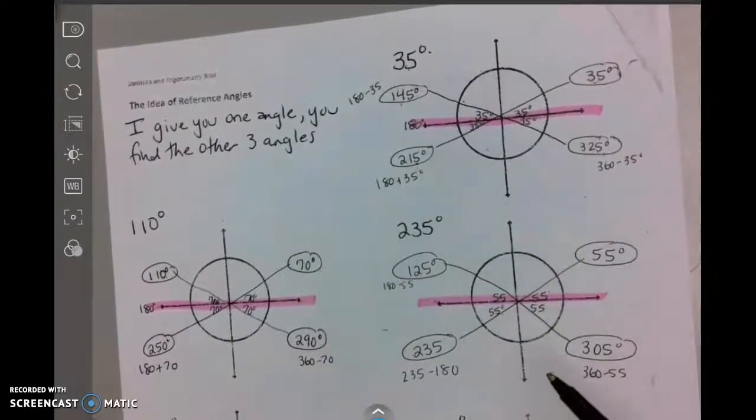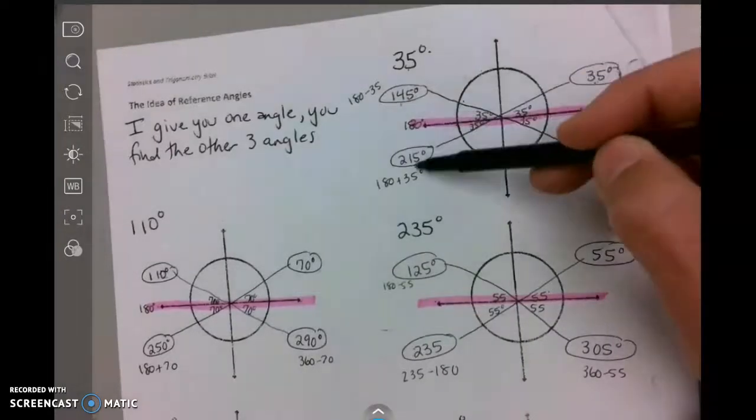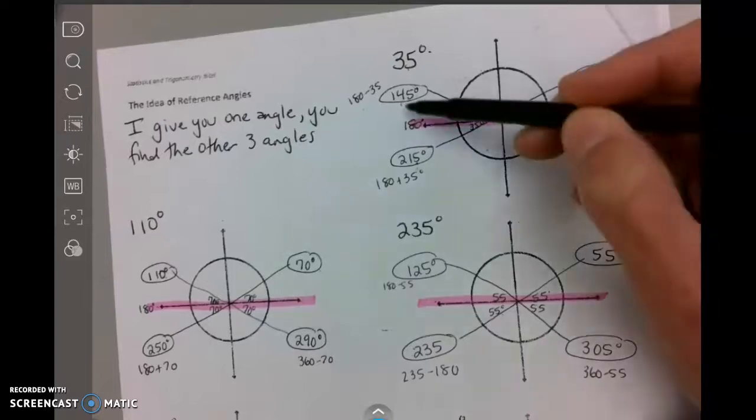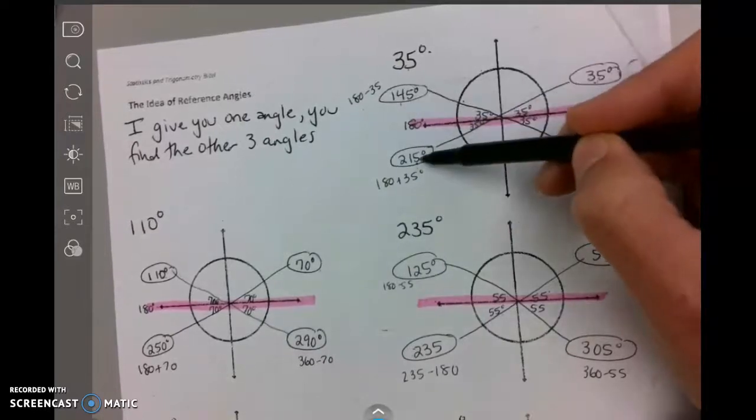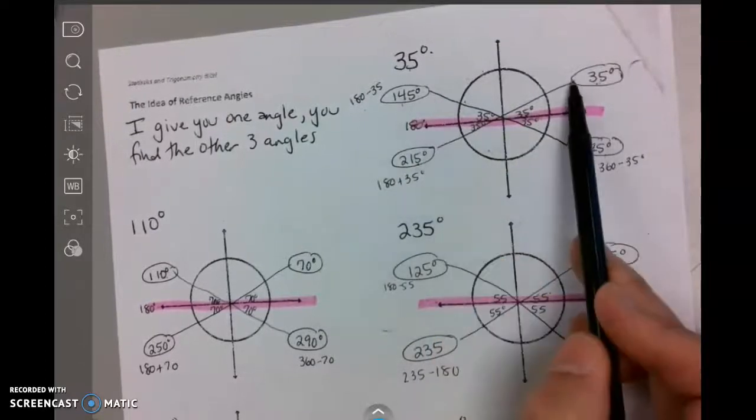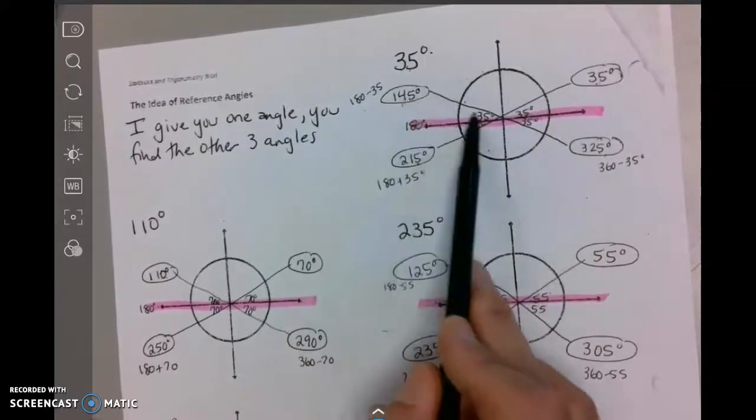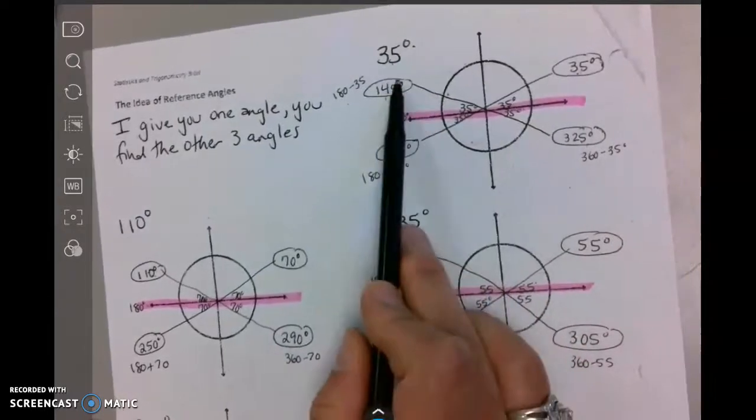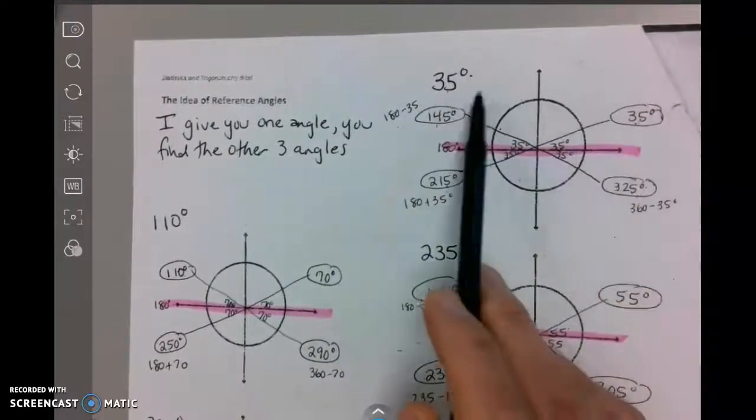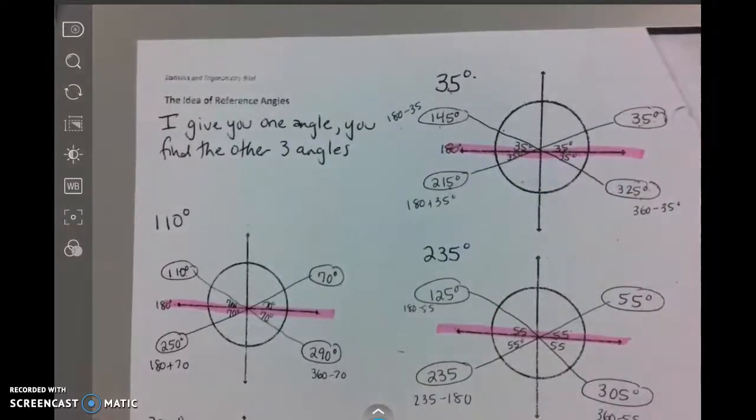The other thing I want you to notice is that these two always add to 360. 35 and 325 add to 360. 145 and 215 add to 360. So as we go along these straight lines, we're either adding 180 or subtracting 180, these add to 360, these add to 360, and these two always add to 180. That works on every one.